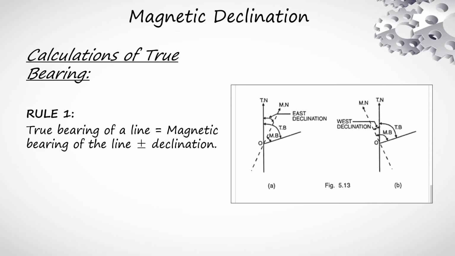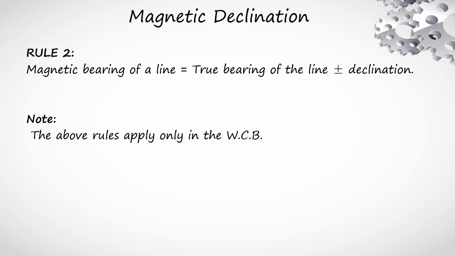Use positive sign when the declination is east, as in the figure shown, and negative sign when it is west, as in the figure also shown. On the other hand, the magnetic bearing of a line can be deduced from its true bearing by the following rule. Rule 2. The magnetic bearing of a line is equal to the true bearing of the line plus or minus declination. Use negative sign when the declination is east and positive sign when it is west. Note that the above rules apply only in WCB.